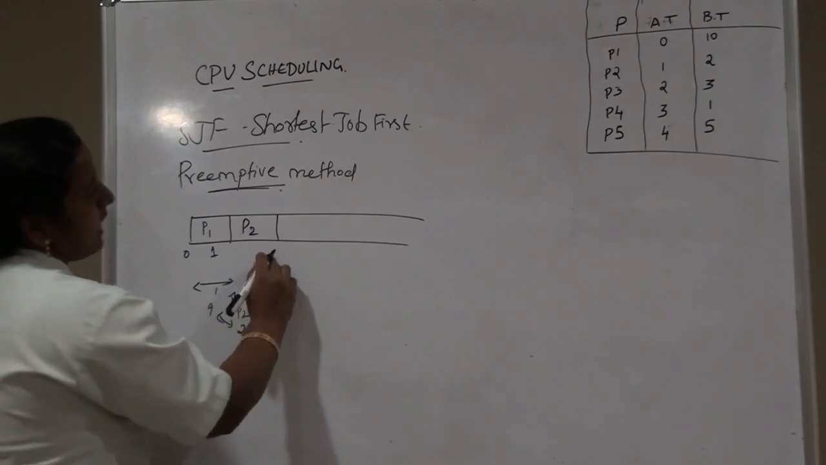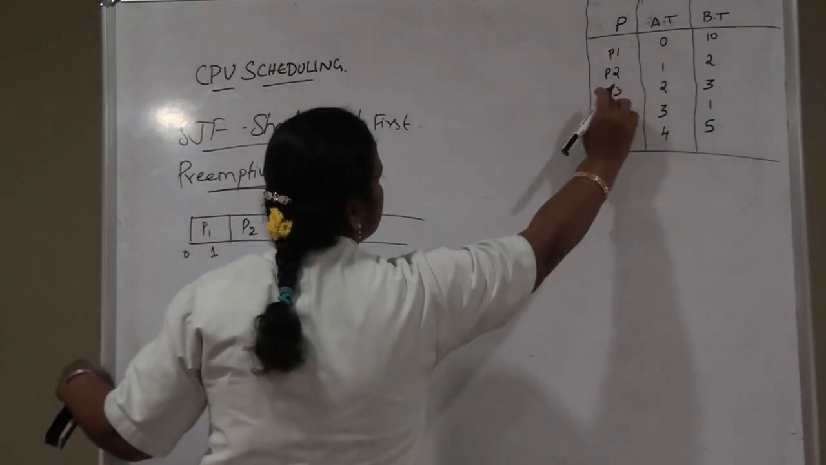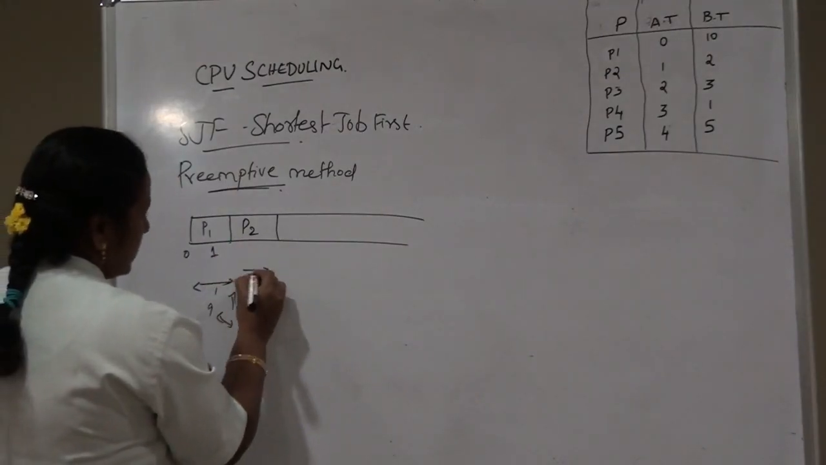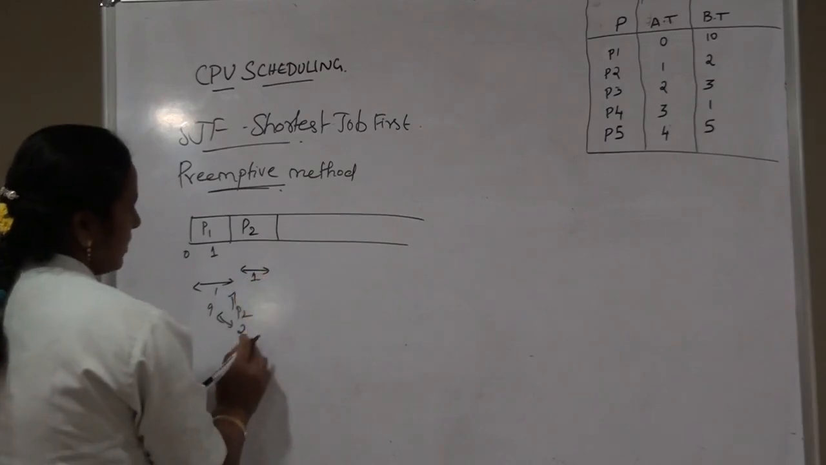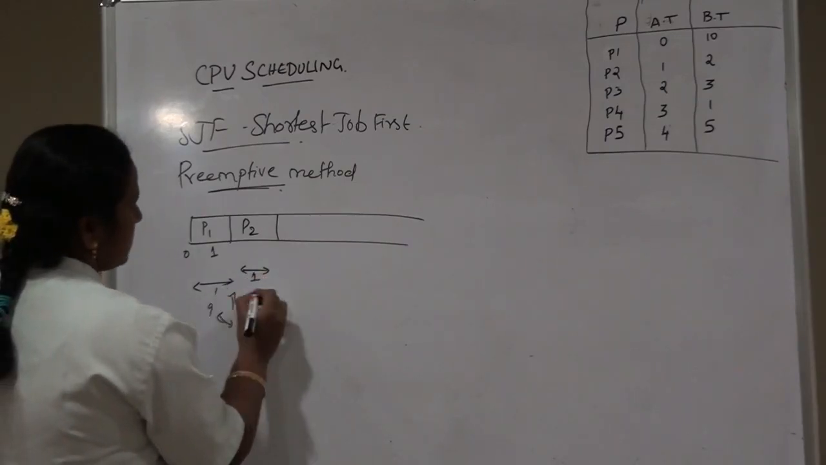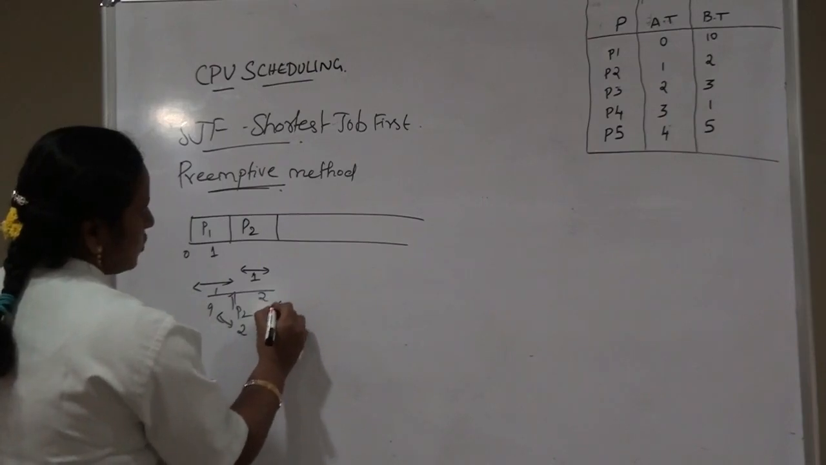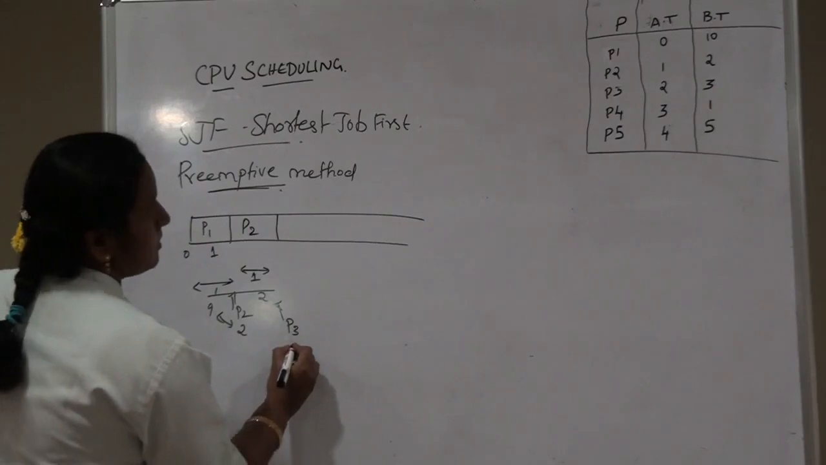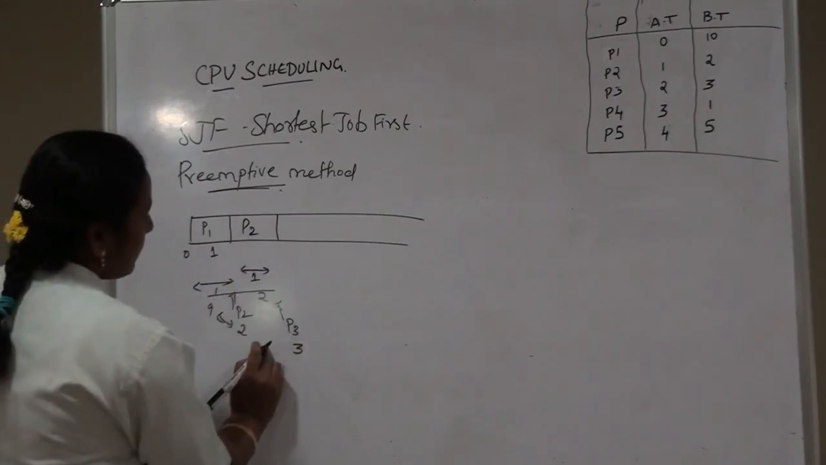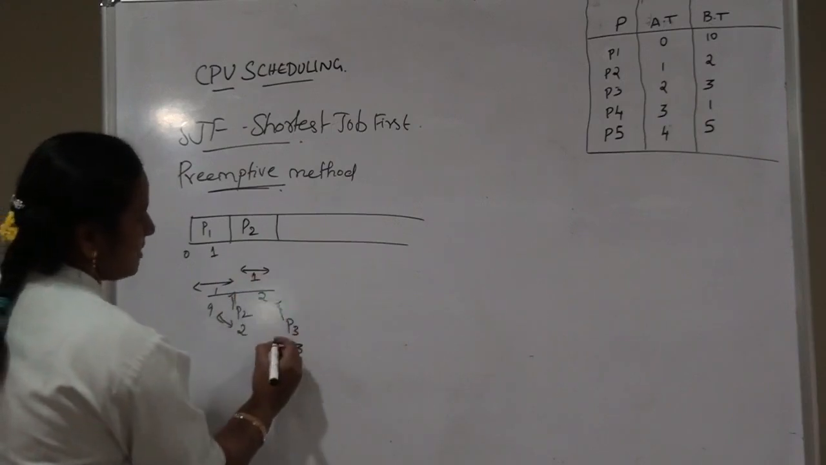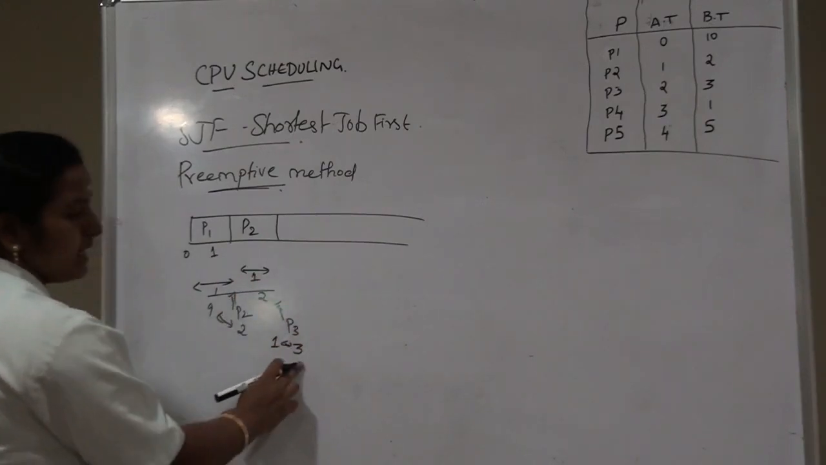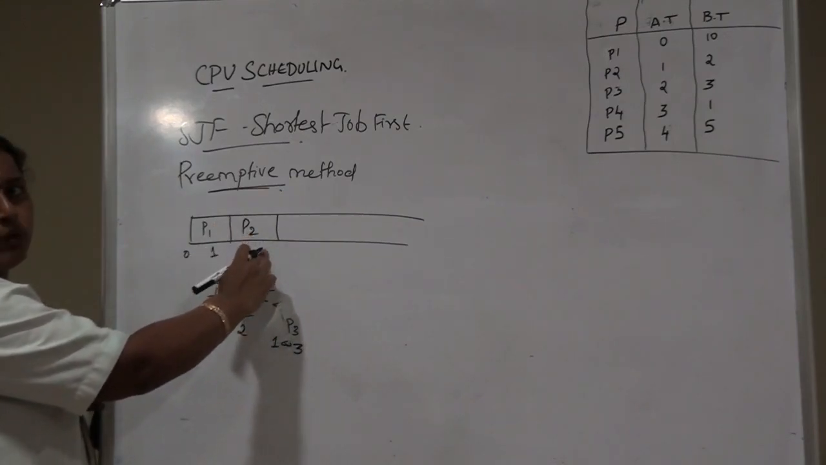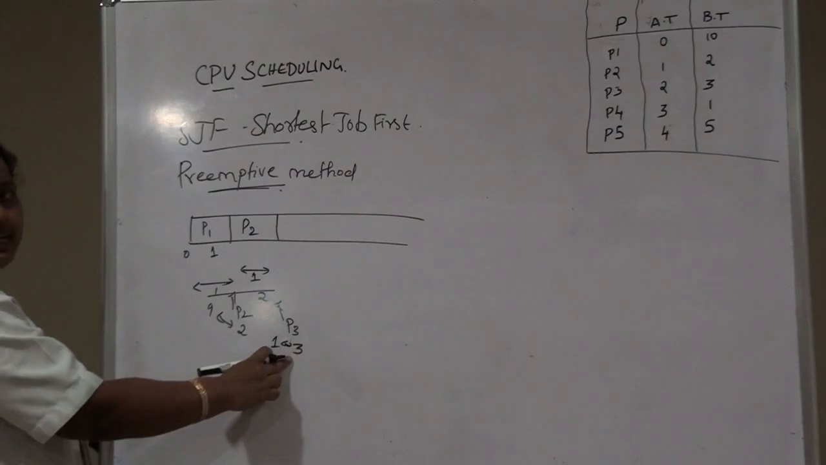Next, at the second millisecond, P3 arrives. P2 still needs one more millisecond to complete. When P3 arrives, its burst time is 3, whereas P2's burst time is now 1 less, so it is 1. When you compare 1 and 3, 1 is the lesser burst time, so it will continue with P2 itself. P3 will be in the waiting state.